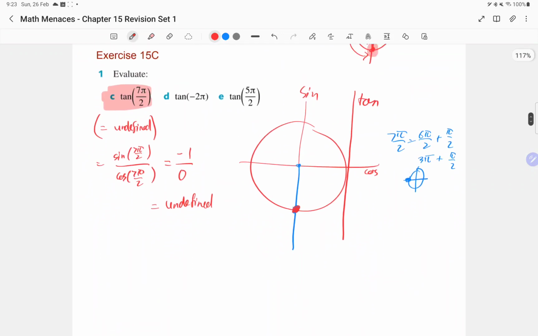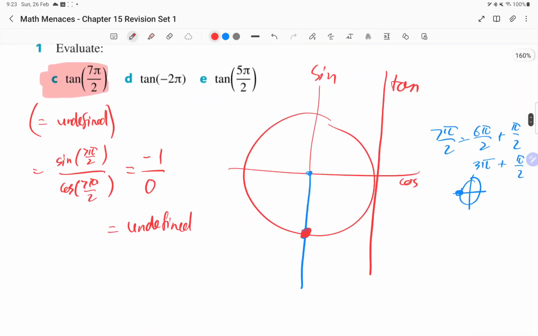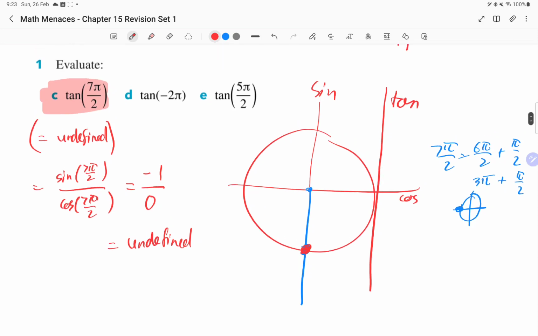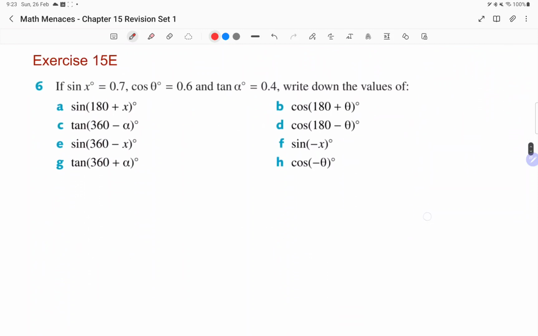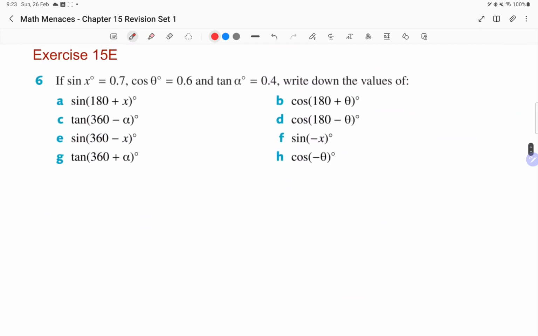All right, most of these questions are 1 mark in the exam. They're not going to give you 2 or 3 marks for these questions. They'll give you 3 questions, 1 mark each, max. So don't worry too much about it. As long as you get the right answer, you get the mark. So exercise 15E, they give you sine x, cos theta, and tangent alpha. So let's work out question C. Oh, no, tangent.